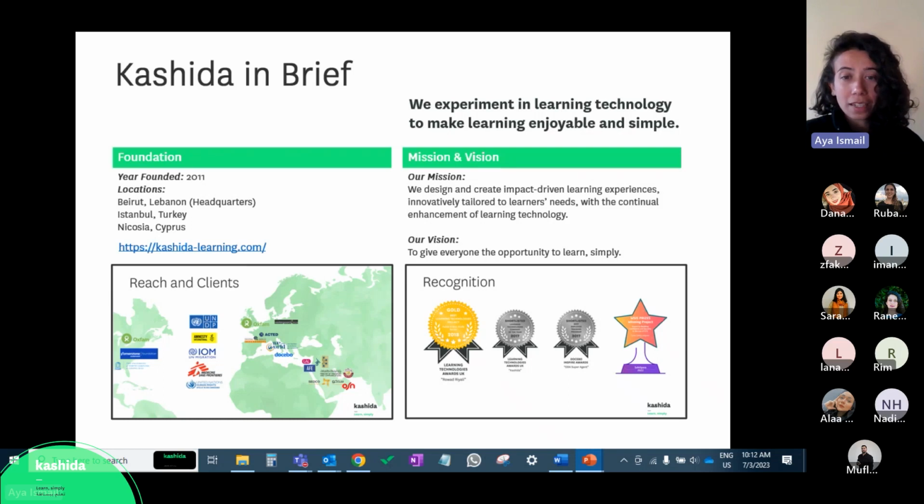We've been recognized as an award-winning company, especially for one of the programs we designed called Ruwad. It's a program we designed for entrepreneurs who are starting their businesses in Saudi Arabia. And for that program, we won the Gold Award for the Learning Technologies Awards in the UK.